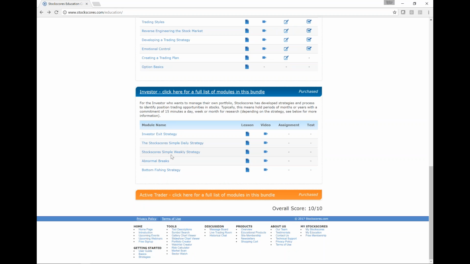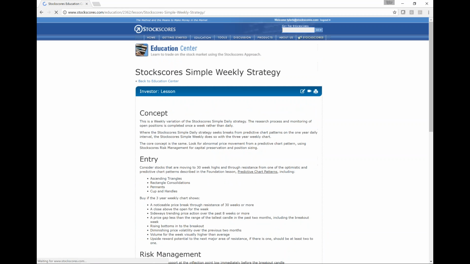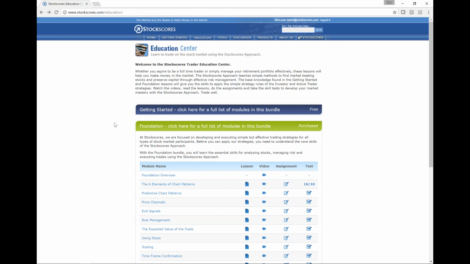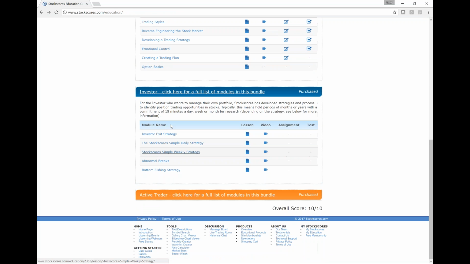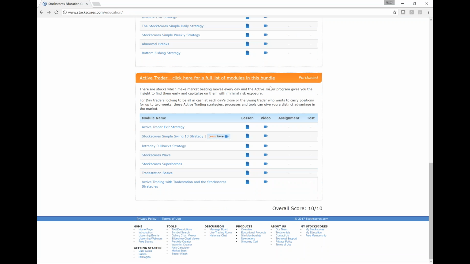So if you want to do 10 minutes a week, you're going to focus on the Stockscores Simple Weekly, and it's all explained there in that lesson. That's the investor area, which is kind of what we're focusing on tonight, but some of you may have an interest in shorter term trading. And so we also have the active trader strategies, swing strategies, day trading strategies, how to use TradeStation.